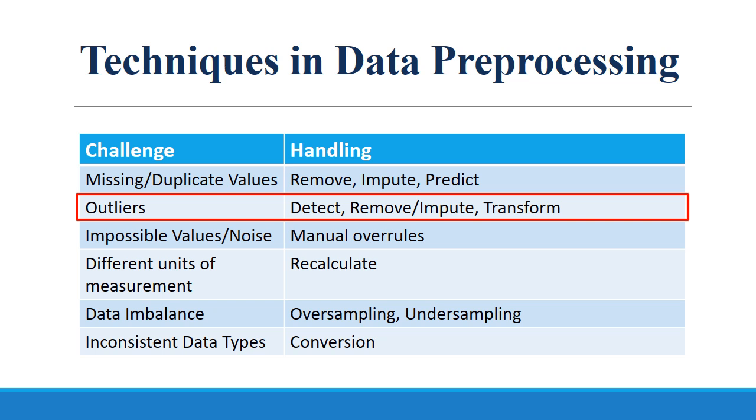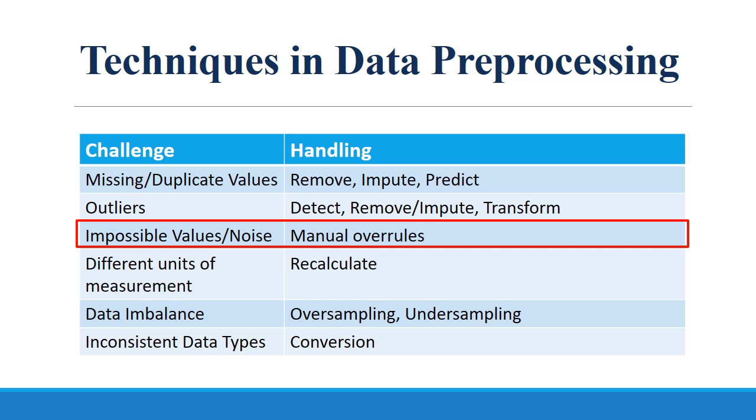Handling outliers. First, we identify the outliers using statistical methods such as z-score or IQR method. Then we remove the outliers if they are likely to be errors, or impute them using strategies similar to those for the missing values. We also apply transformations such as logarithmic or square root transformations to reduce the effect of outliers on the dataset. Impossible values or noise in the data can be manually identified and corrected based on domain knowledge. For example, if a dataset records the temperature of a city and there is a value of 150 degrees Celsius, it would be manually flagged and corrected as it's not possible for a city temperature to be that high.